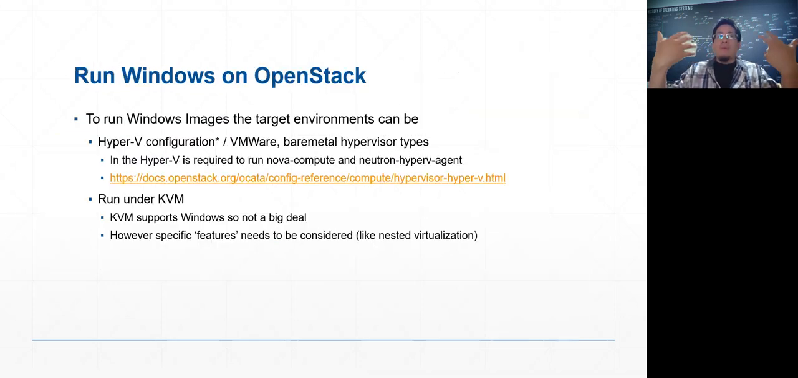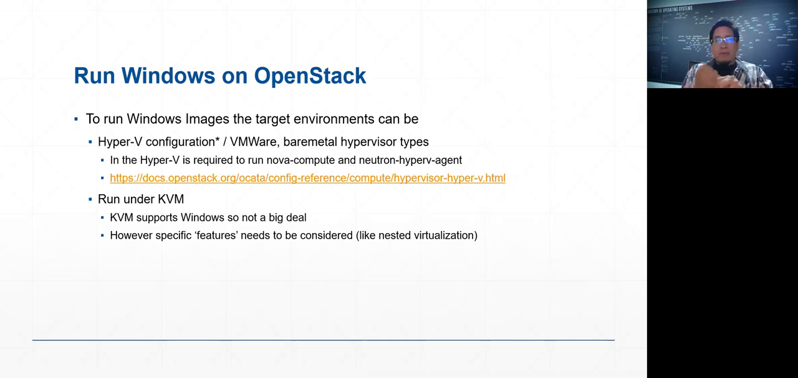And over there, we run Windows on OpenStack. So when you say, okay, I will run Windows, you have two options. One is, I will use an existing hypervisor: VMware, Hyper-V, or any other bare metal hypervisor. You can do it because OpenStack allows it. But also, you can say, I will run under KVM. Both are solutions that you can choose.